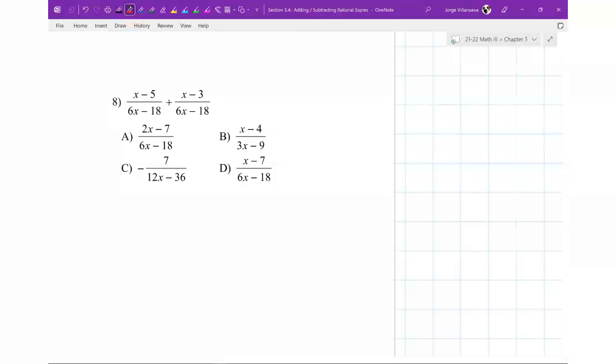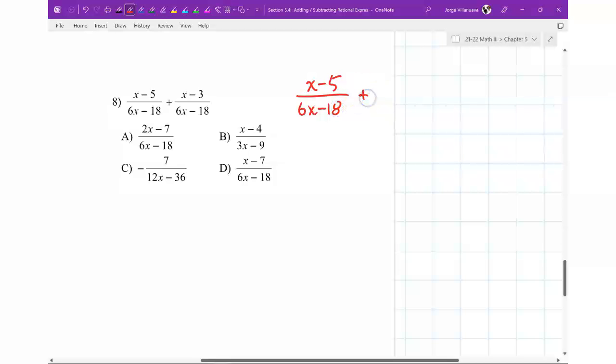Next one. x minus 5 over 6x minus 18 plus x minus 3 over 6x minus 18. That's the original problem. Since we're going to add this together, we're going to keep the same denominator, 6x minus 18. And then let's combine the two top terms, okay? So x minus 5 plus x minus 3.